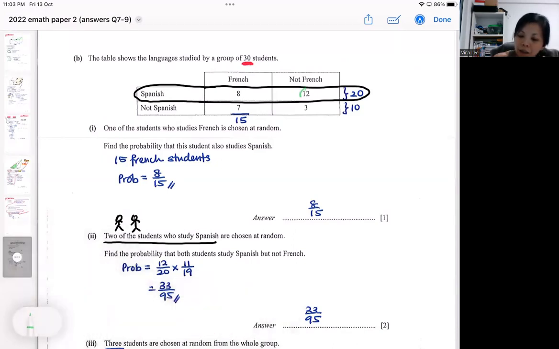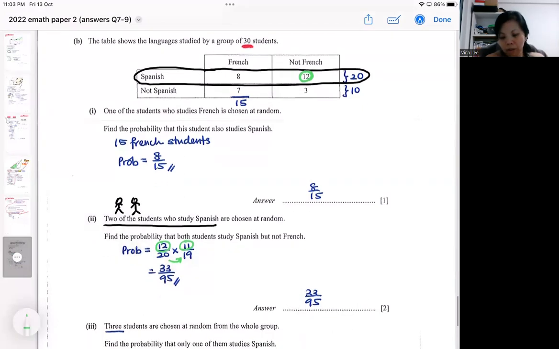So I'm targeting these 12 students here. So out of the 20, I'm targeting these 12 students. So I want both of them to be from these 12 students. That's why it's 12. After you take out the first person, you are left with 11. And the total is also decreased. So that's how I process this probability.